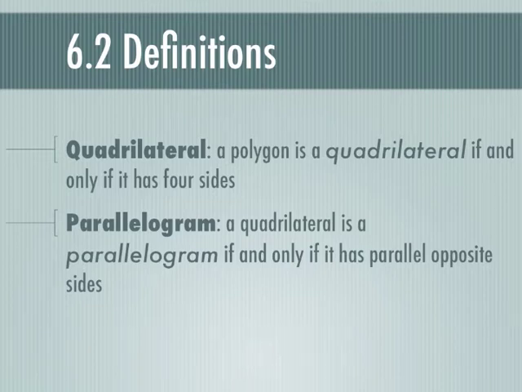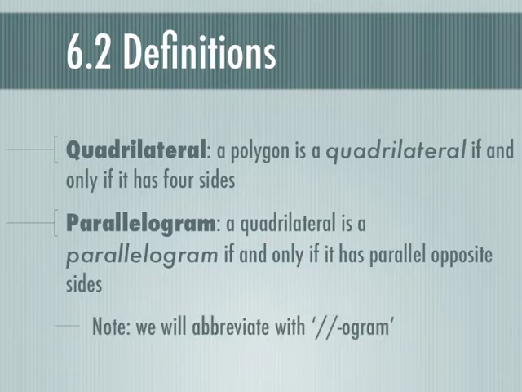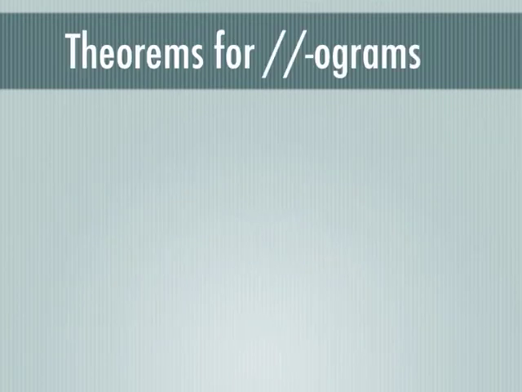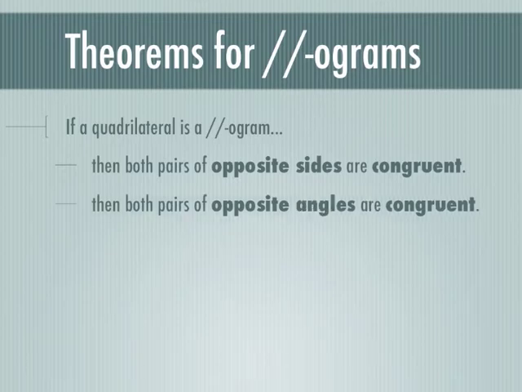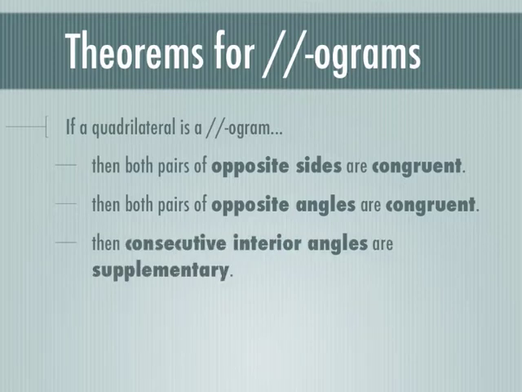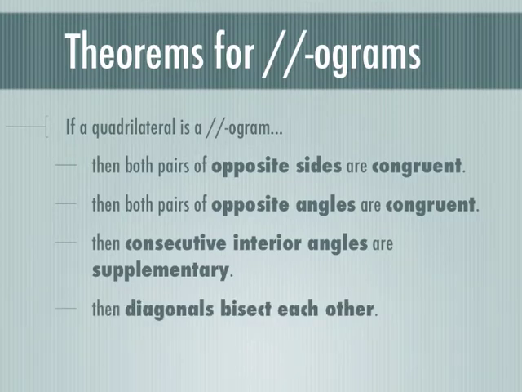So from the previous, we see a couple of special theorems. Oh, by the way, we're going to abbreviate parallelogram with the symbol parallel and then the word ogram. So some theorems that we have from that GeoGebra video. If a quadrilateral is a parallelogram, then both pairs of opposite sides are congruent. Likewise, both pairs of opposite angles are congruent. Consecutive interior angles are supplementary, and the diagonals bisect each other. And these are all theorems that we can prove.